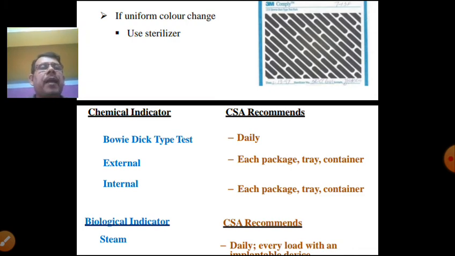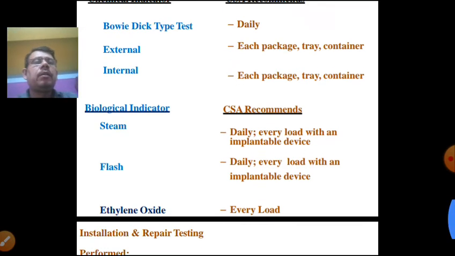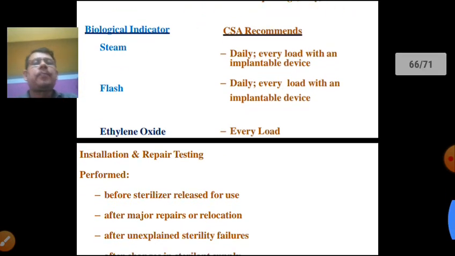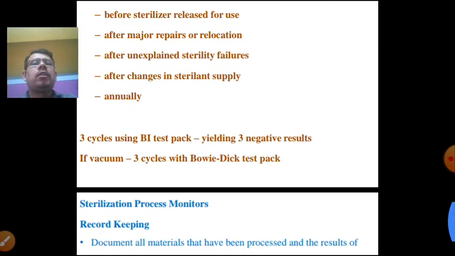External: each pack, tray and container. Internal: each pack, tray and container. Biological indicator and CSA recommendation: in case of steam, daily and every load with implantable devices. Flash method: daily and every load with implantable devices. Ethylene oxide: every load. Installation and repair testing is performed before the sterilizer is released for use, after major repair or relocation, after investigation of a sterility failure, after changes in the sterilant supply, and annually.